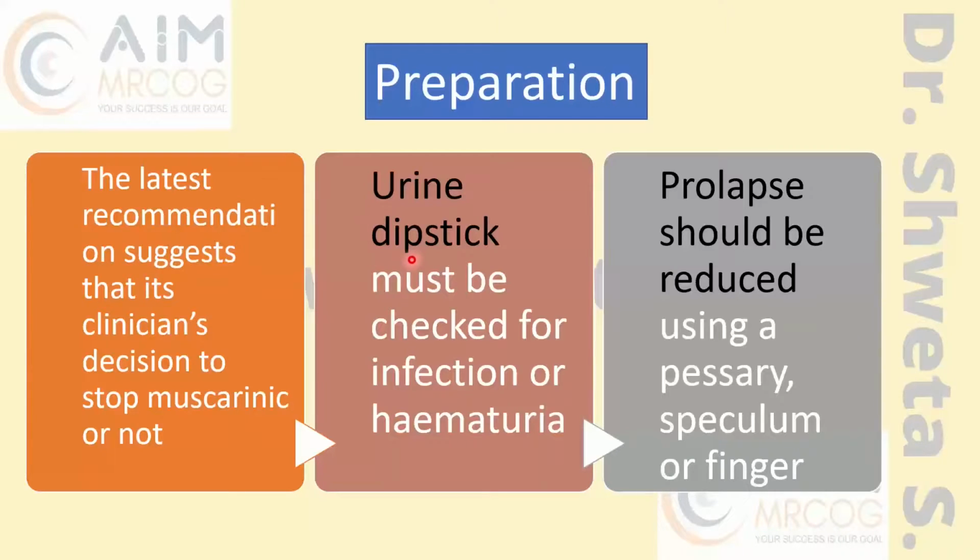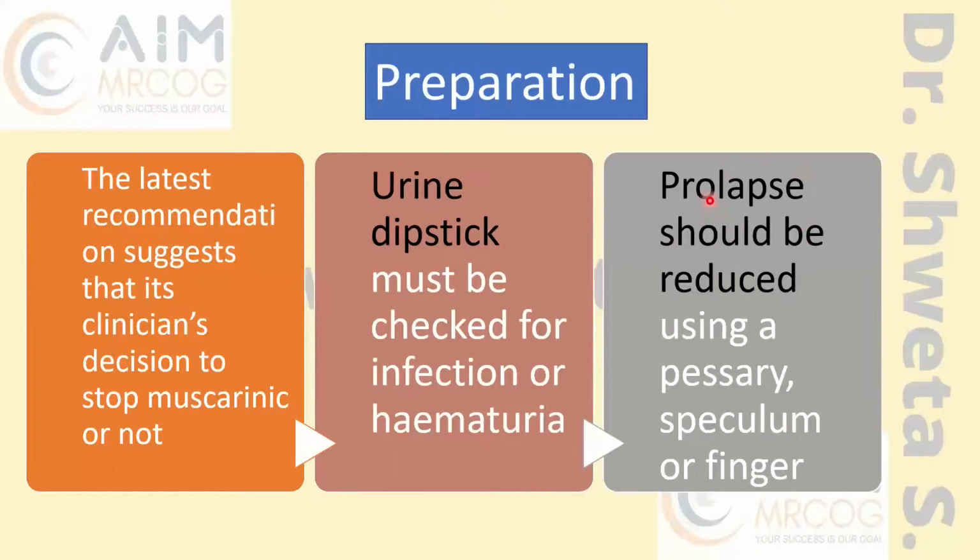Then you have to do the urine dipsticks to check for infection or hematuria. This is important because if there is infection, you will abandon the procedure and you will give her antibiotic. So you will do the urine dipstick to check for the nitrite, to check for the leukocytes, and to check for the red blood cells, which is hematuria, which is important.